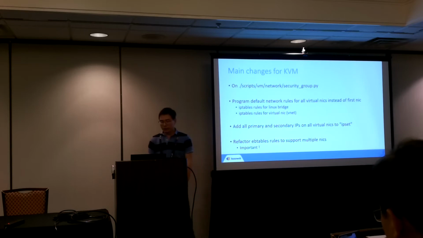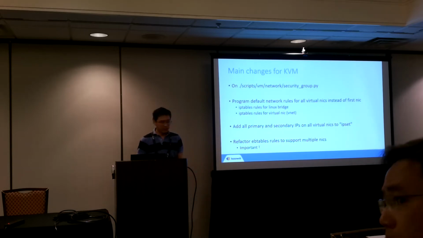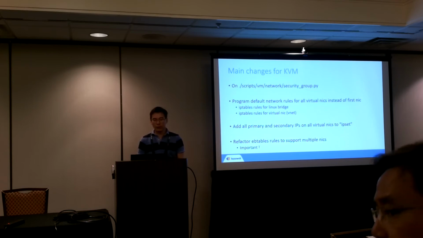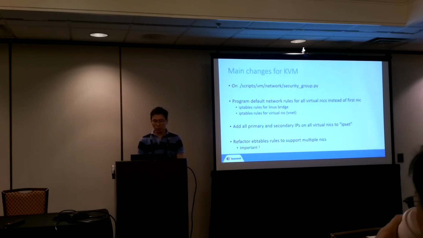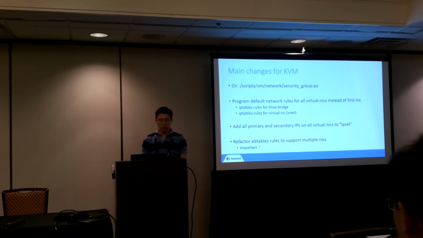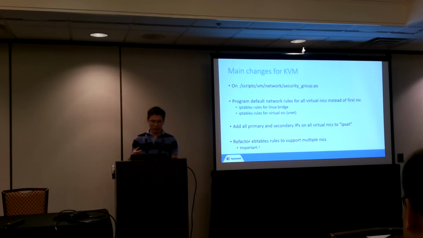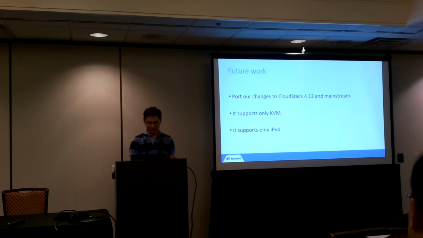For now, in the mainstream, only ebtables rules of one NIC are supported. So after we refactor the ebtables rules, we are now able to support multiple NICs and IPs.